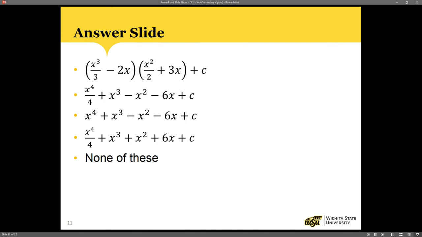All right, so we have 5 of them here. Is it the first expression, which is the quantity x cubed divided by 3 minus 2x, times the quantity x squared divided by 2 plus 3x, all of this plus an arbitrary number c? Or is it the expression x to the 4th divided by 4 plus x cubed minus x squared minus 6x plus c? Is it the expression x to the 4th plus x cubed minus x squared minus 6x plus c, which doesn't differ from the one above it by very much? Or yet another variant, x to the fourth divided by 4 plus x cubed plus x squared plus 6x plus c? Or is it none of these?